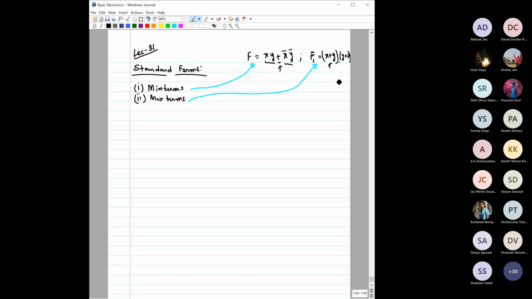In the last class, we just started our discussion on different standard forms of representing these Boolean functions. We have seen there are basically two types of forms. One is the min term, and the other is if you want to represent a Boolean function in terms of its max term. We have briefly discussed that min terms means you express a function in this type of form, like xy plus x bar y.